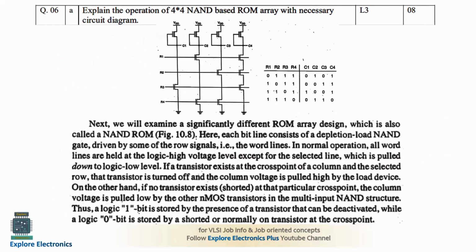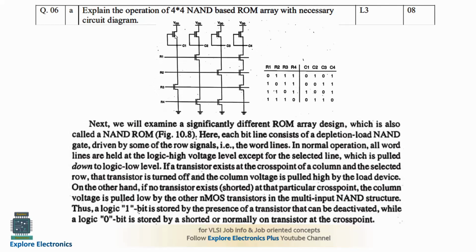Then we have a choice question in module 3, that is question number 6. Explain the operation of 4x4 NAND based ROM array with necessary circuit diagram. This is the necessary circuit diagram for a 4x4 NAND based ROM. Since it is 4x4, we need to have 4 rows and 4 columns: R1, R2, R3, R4 corresponding to row values, and C1, C2, C3, C4 corresponding to column values. Here the column values are going to be set depending on the row values.